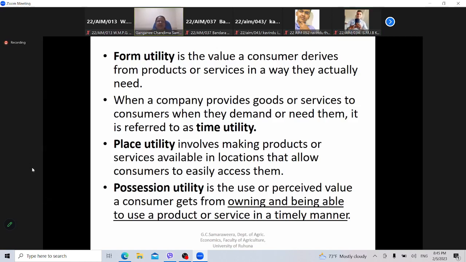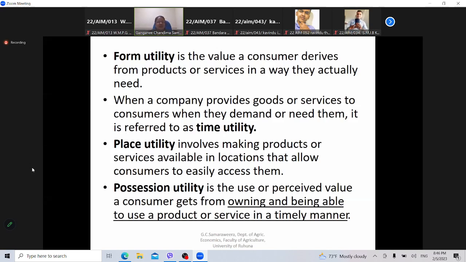Form utility, I think you get the point. By changing the form, we can give satisfaction. Time utility, hope you got the idea. By providing at the required time, we can give this satisfaction. The place utility, by providing where the people need. Sometimes some people don't have access to these resources. So we can store and give the utility by providing at required places where they don't have access. That is place utility. Then position utility, people gain utility or satisfaction by owning a particular product or service. So these four utilities basically give consumer satisfaction.